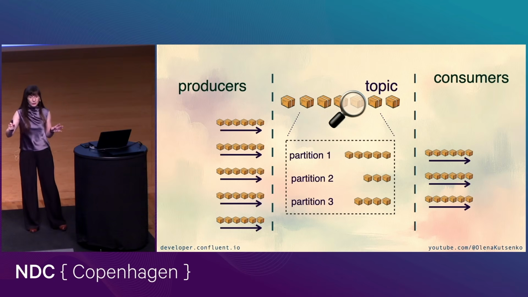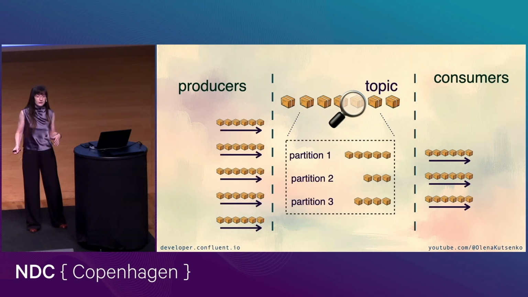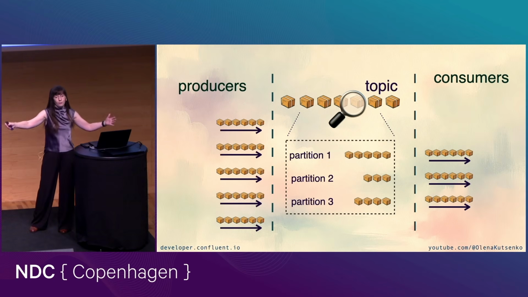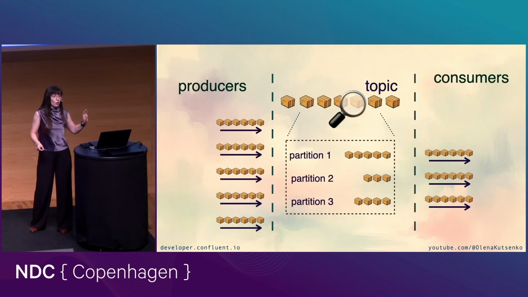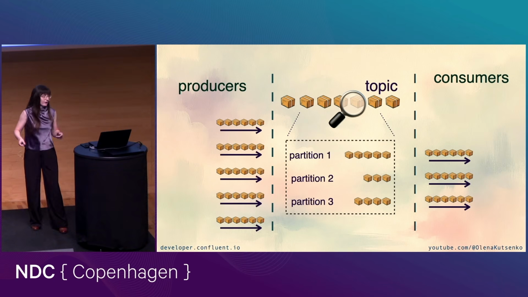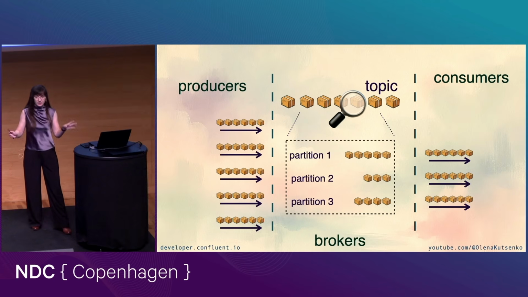So unlike queues, the data stays in the topic as long as we need it, either by the time we define, for example, for 2 weeks, or by the size of the topic, for example, 10 gigabytes, and then we start destroying older data so that we have the topic maximum size of 10 gigabytes. So this is Apache Kafka.